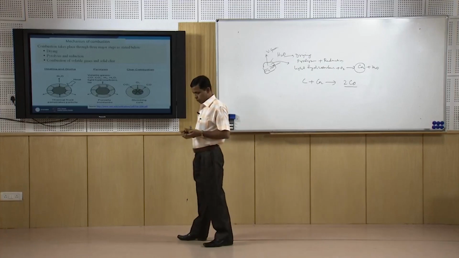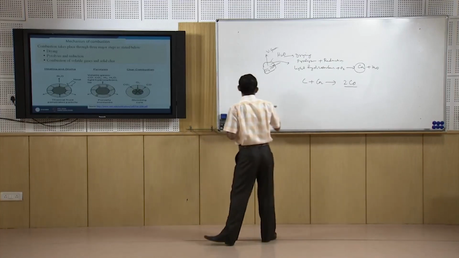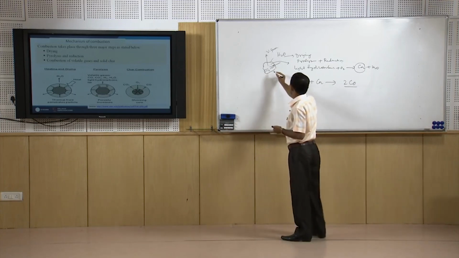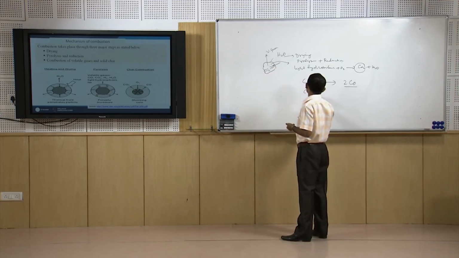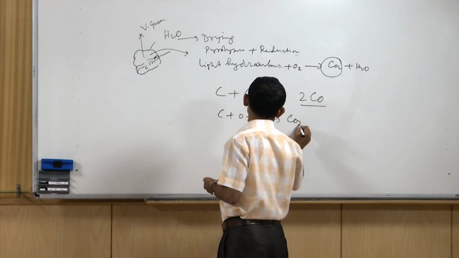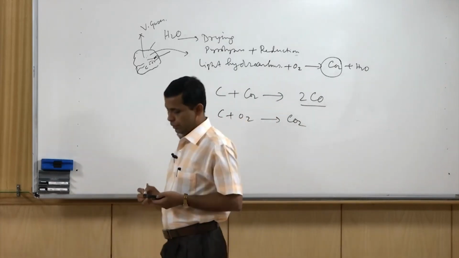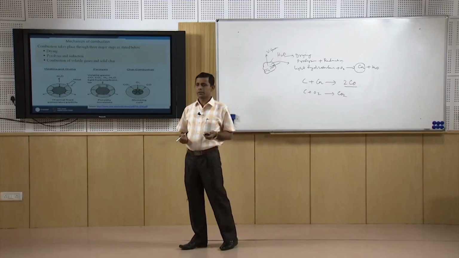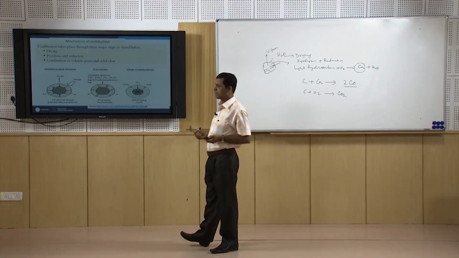So, these are possible, and when excess oxygen, more oxygen, is there, that oxygen will help to further the oxidation of char. So, this is the mechanism for the combustion of solid waste or any biomass or any carbonaceous material.